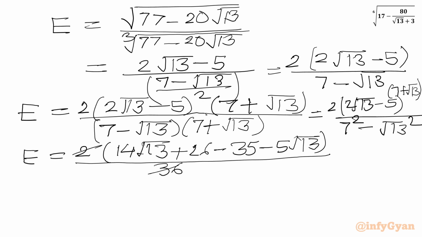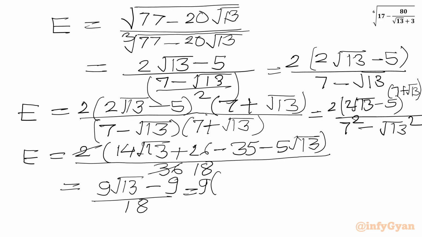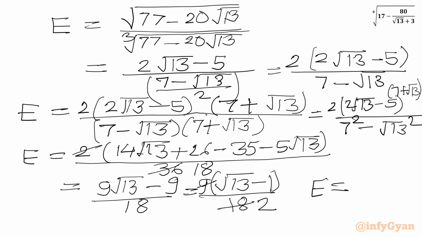Now we can cancel 36. It will be 18 here. Now if I write 14 root 13 minus 5 root 13, so it is 9 root 13. 26 minus 35, so minus 9 over 18. Or we can write 9 is common. Root 13 minus 1 over 18. Now we can cancel 18 with 9. It will be 2 in the denominator. So our final answer becomes, expression e will be root 13 minus 1 over 2.